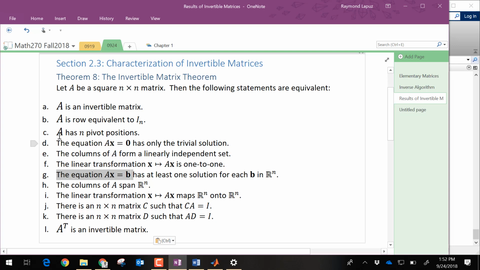So row equivalent means it has n pivot positions. The homogeneous equation only has a trivial solution. The columns of A are linearly independent. The linear transformation is one-to-one. So that's a little bit new. We didn't really talk about one-to-one and onto. That's an important topic in linear algebra that we're kind of glossing over. If we had more time talking about linear transformations, we would dig into what it means to be one-to-one and onto. But in this case, it's the one-to-one-ness that makes it invertible.